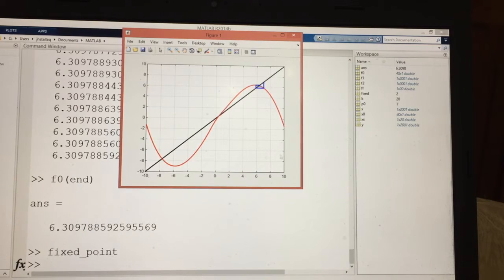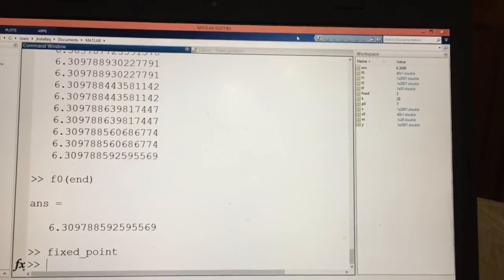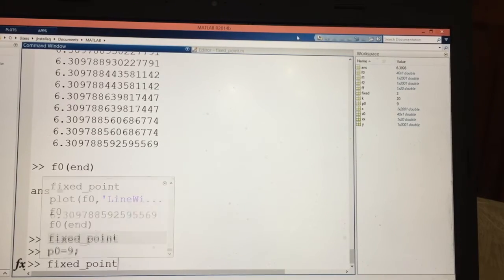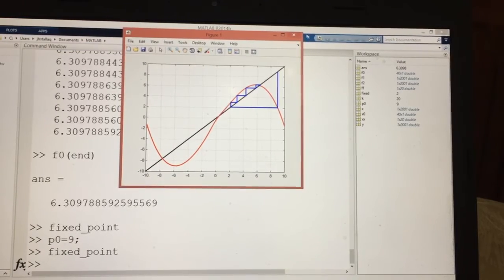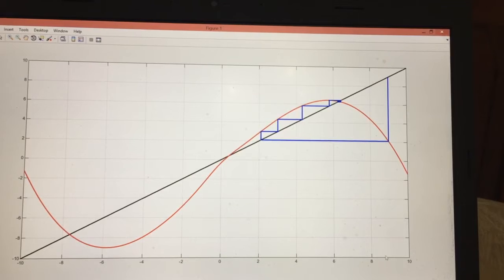What I expect, if we start at 9 here, it will come to this point here and then again converge to that point. So let's start at 9. P naught equal, instead of 7, let's say 9. And run the program again. You see, here we started at 9, so it comes to the function, which is function 2. Then it goes to the line horizontally, then moves vertical, horizontal, vertical, until it reaches this point.